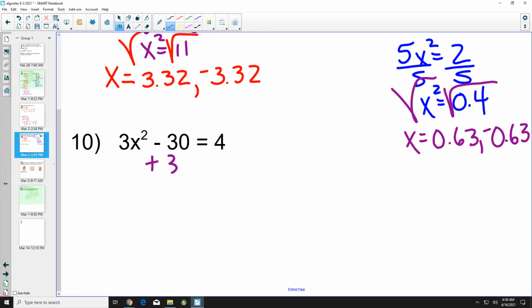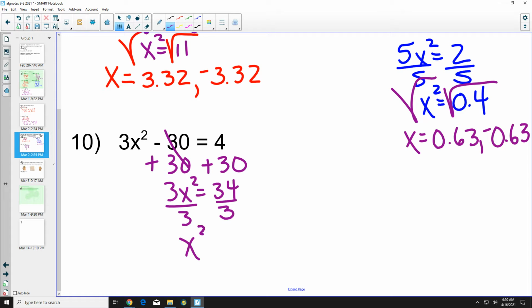Okay, so let's check your work. See if you added 30 to both sides to get 3x to the second equals 34. Then you divide it by 3. Did you get x to the second equals 34 over 3? Or it's actually 11 1/3. Now what we're going to do is take the square root of both sides. So using your calculator, you're going to take the square root of 11 1/3 or 34 over 3.